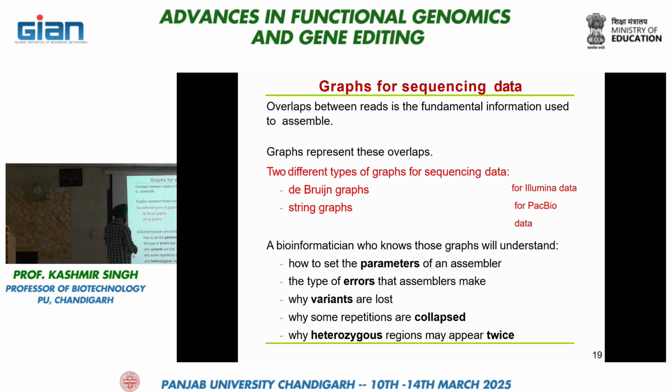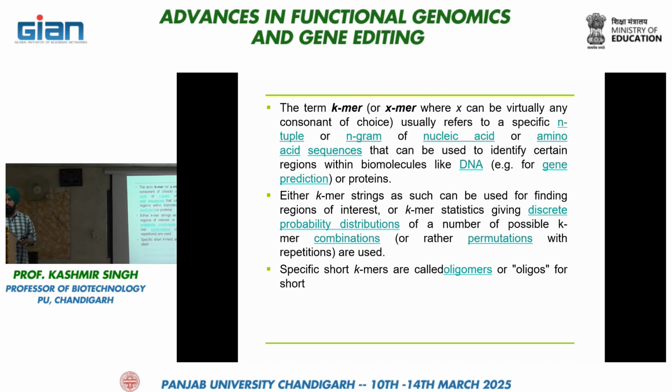Then some repetitions are collapsed, because if you have repetitive elements in your genes, it may be microsatellites. Then again you have a problem: if you have different microsatellites on 2 different alleles, they may be lost during the assembly. Then heterozygous regions may appear twice, because you have 2 different alleles, one from one source and another from another, and they will appear twice. So you have this kind of problem.